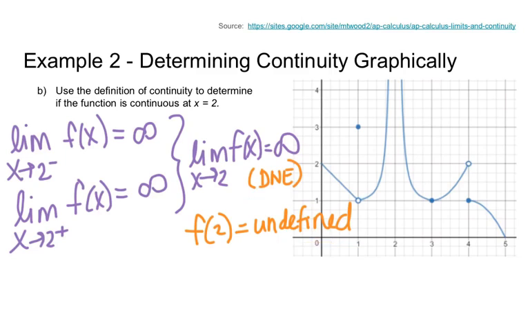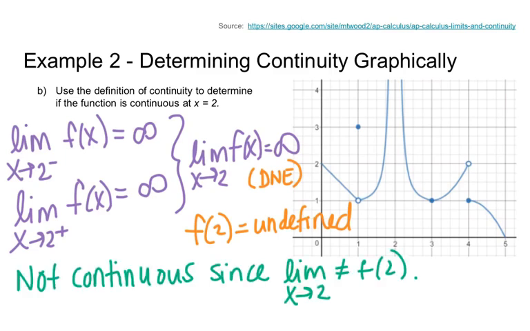Well, we already know from our previous work with this problem that it is not continuous at 2. So just because a limit doesn't exist doesn't mean it's equal to something else not existing. It just means it's not going to be continuous there. Those are not the same things, technically. So we'll conclude it's not continuous since the limit as x approaches 2 does not equal f of 2.